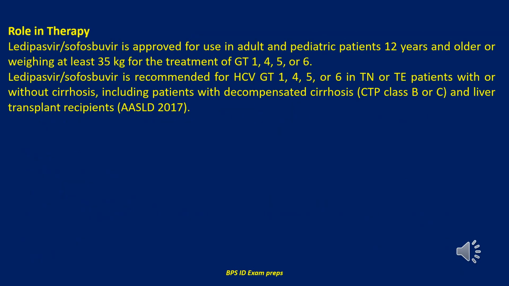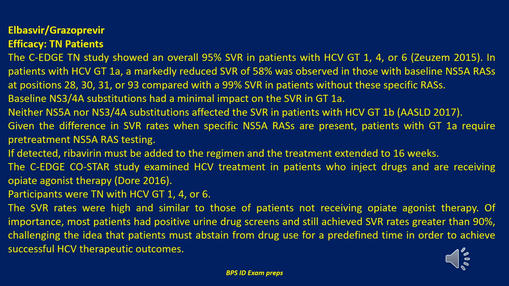Regarding the role in therapy, ledipasvir plus sofosbuvir is approved for use in adult and pediatric patients 12 years and older or weighing at least 35 kilograms for the treatment of genotypes 1, 4, 5, or 6. Ledipasvir plus sofosbuvir is recommended for HCV genotypes 1, 4, 5, or 6 in treatment-naive or treatment-experienced patients with or without cirrhosis, including patients with decompensated cirrhosis, in CTP class B or C, and liver transplant recipients, according to the AASLD 2017.